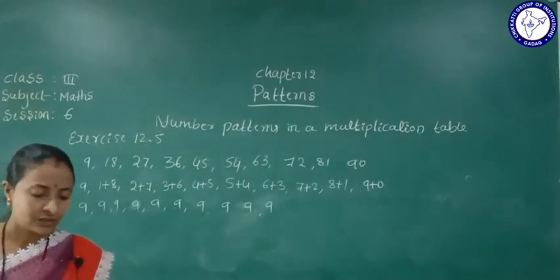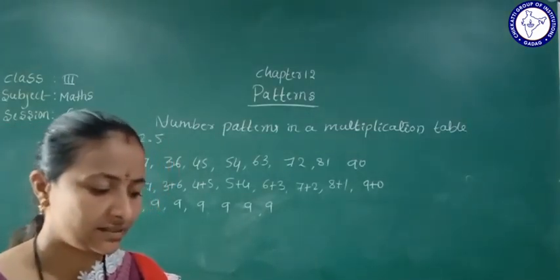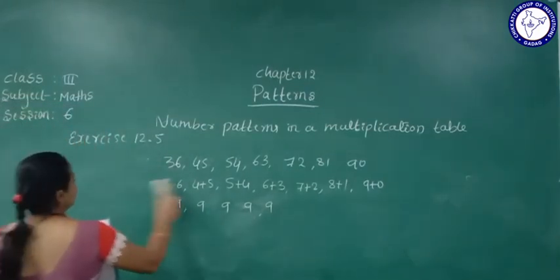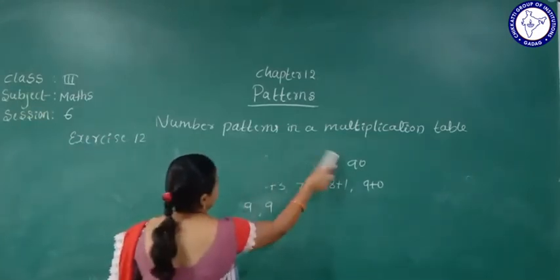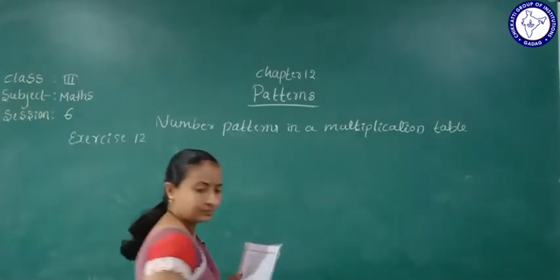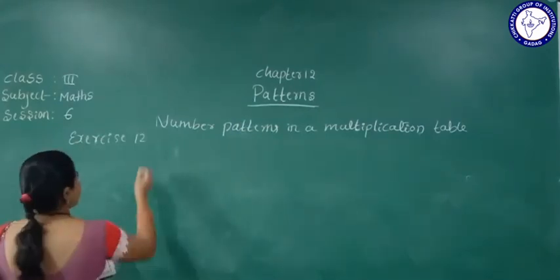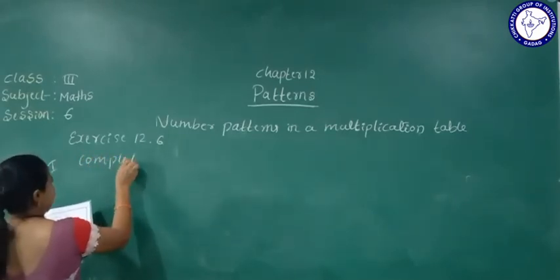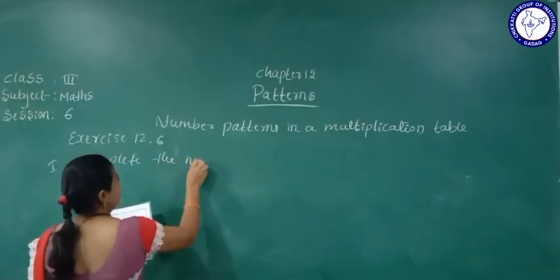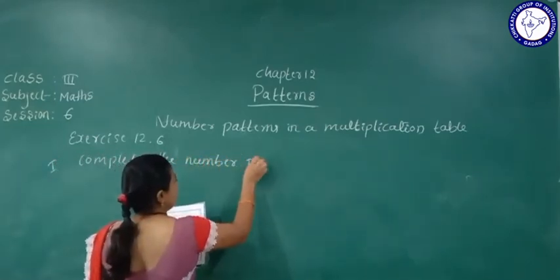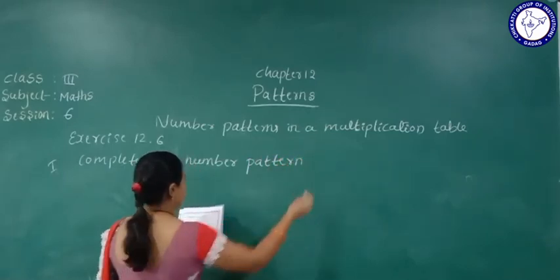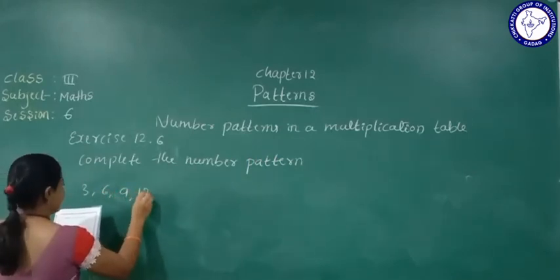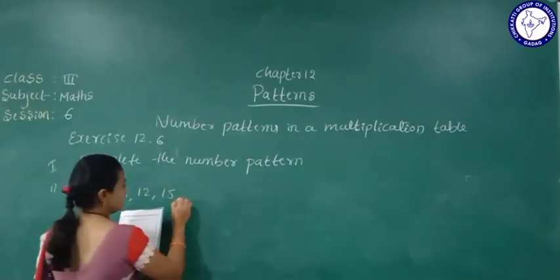Understood this one? Okay. See here, the exercise they have given is 12.6. Okay, in this exercise, complete the number pattern, that is 3, 6, 9, 12, 15. Yes, we'll write here 18.